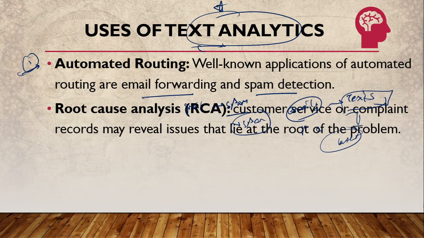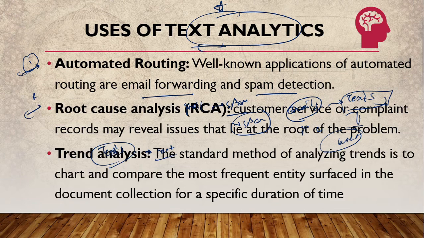Another method is the root cause analysis. Sometimes from the text of the complaint, we can identify the root cause of the problem. So this is also helpful in knowing the RC, which is the root cause analysis. And sometimes by looking at the text, we can understand the trend as to how this customer is behaving or how the data is actually useful in understanding the trend. So this is useful.